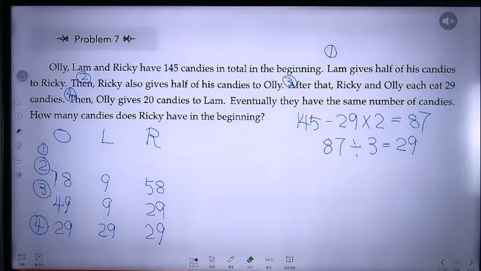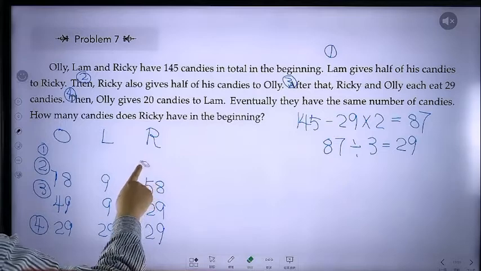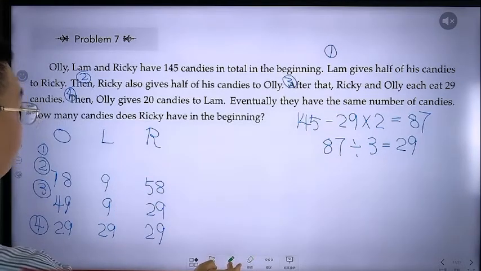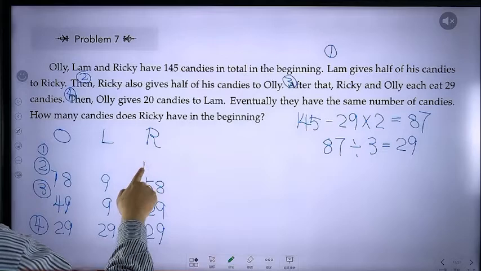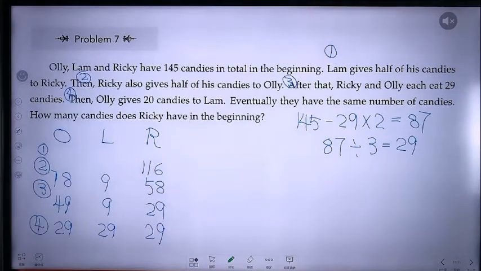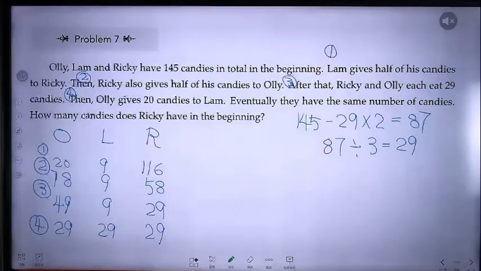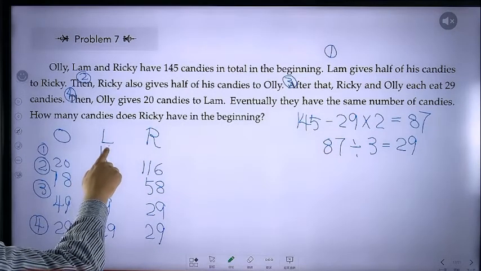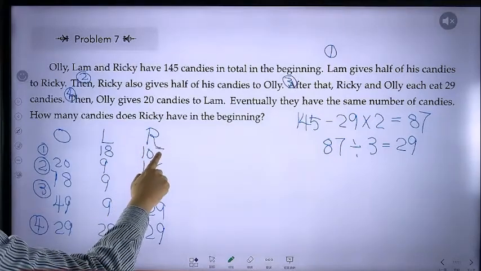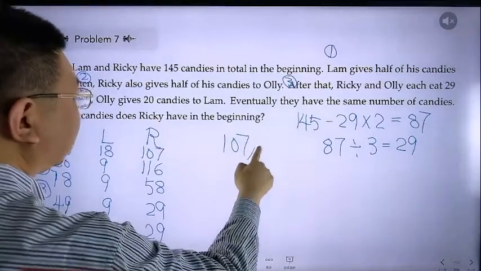Step 2, Ricky also gives half of his candies to Ollie. So in the end, he should have 116. So that is 58, so that he's 20, and he's 9. And in the first step, Lam gives half of his candies to Ricky. So originally he had 18, so this will be minus y, so 107, and that is 20. So 107 is the correct answer.